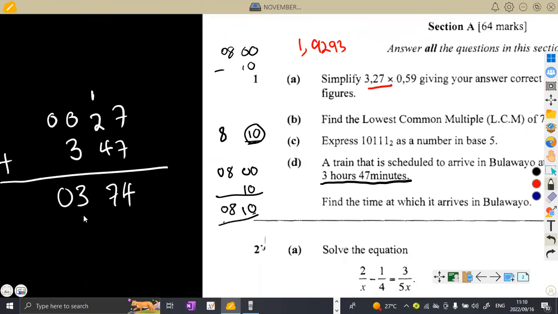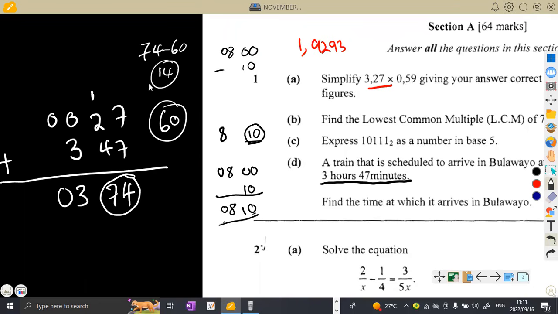Take note, 0374 is a time, but take note about this number. 74 is actually bigger than 60, so you have to subtract until we get a number less than 60. 74 minus 60, 60 is an hour. So if we subtract, we remain with 14. The hour that we have taken, which is 60, we add to this 03. So if we add 1 here, we have 04.